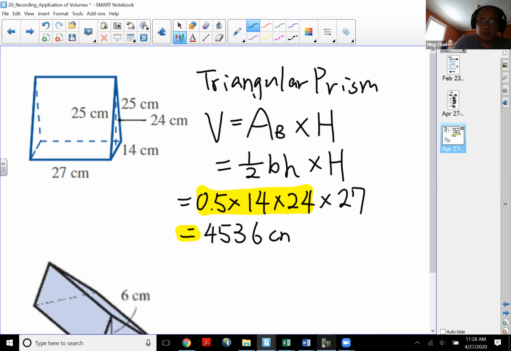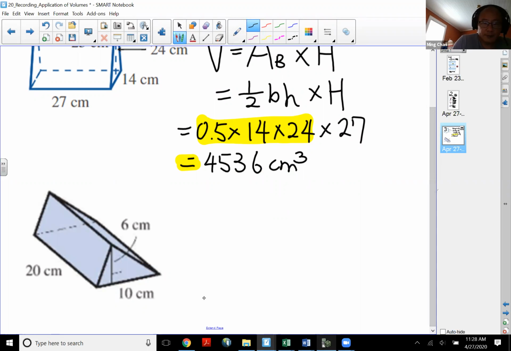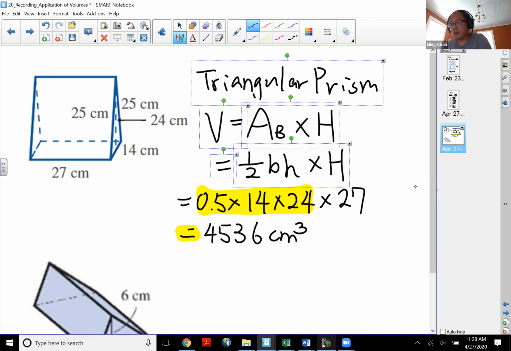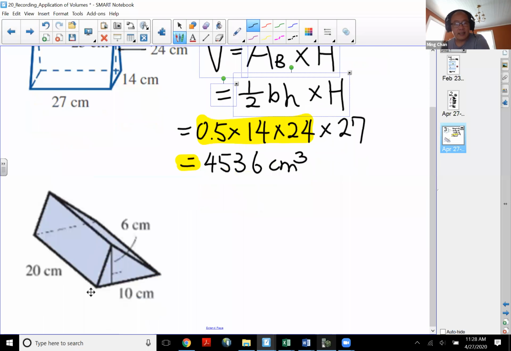cubic centimeters. Okay, now take a look at this one again. This picture, right? You see the rectangle on the bottom is bigger than this left surface over the right surface. So again, this problem is another triangular prism, because the two bases got to be the triangle. The two triangles are congruent.